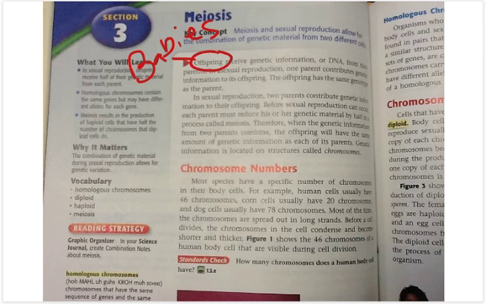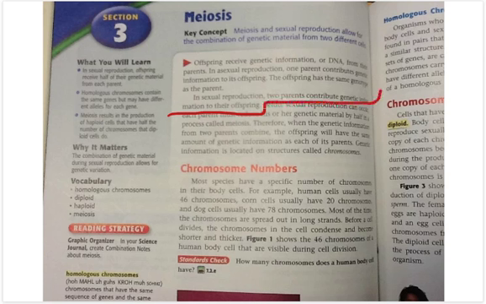In asexual reproduction, one parent contributes genetic information to its offspring. The offspring has the same genotype as the parent. In sexual reproduction, two parents contribute genetic information to their offspring. I'm going to stop there. Your job right now is to write one sentence on your notes that summarizes that information right there.